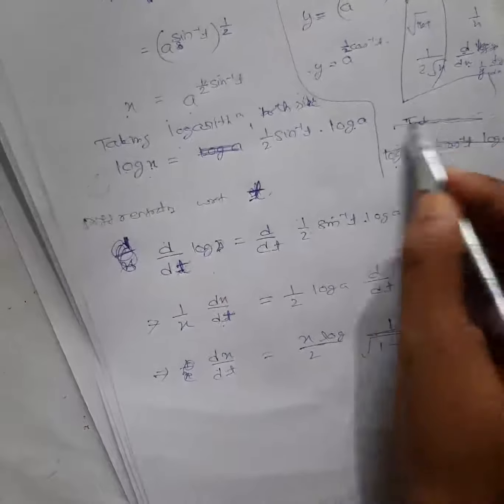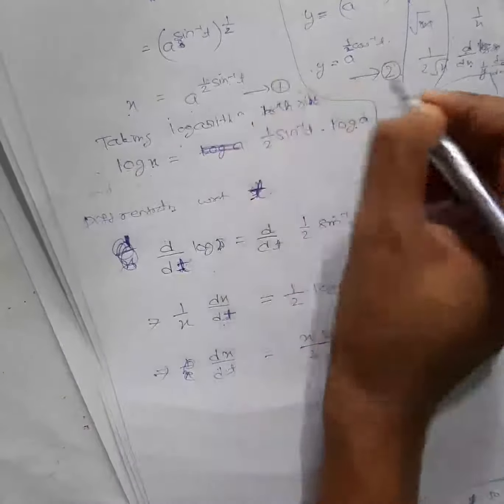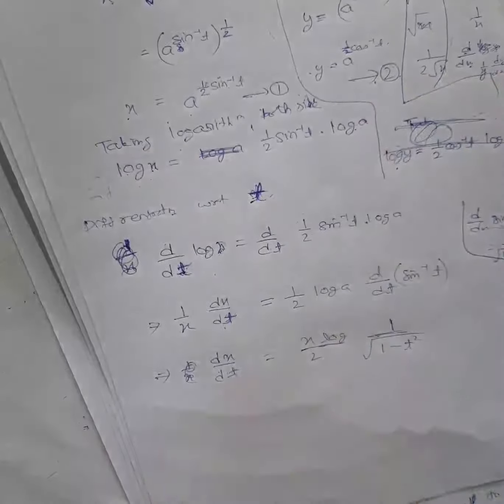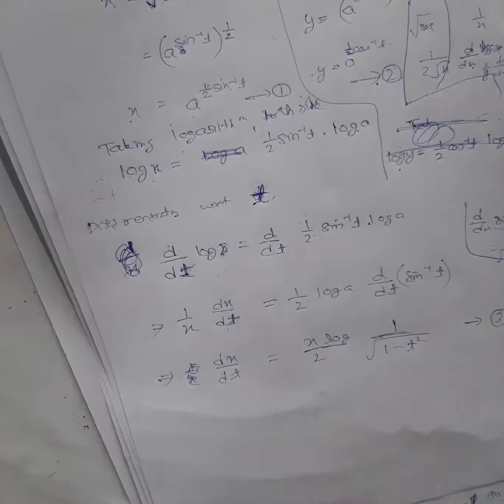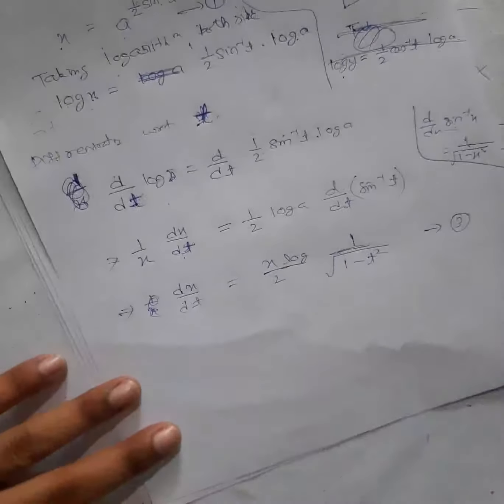This one I will leave here only, this I will differentiate. Mark this as 1, and this as 2. This will look dirty, so after this I will differentiate 2 here only. So this is your 1, dx by dt, I got it. Now I will find out dy by dt.